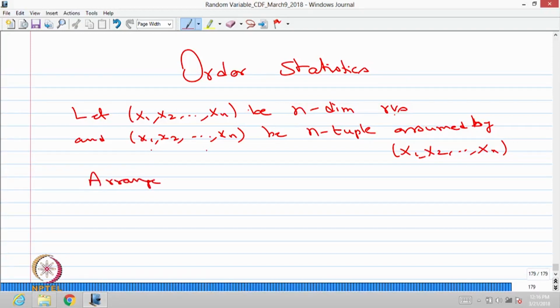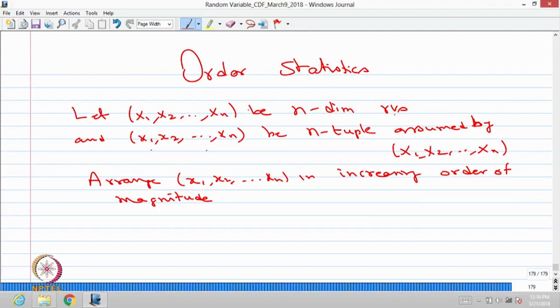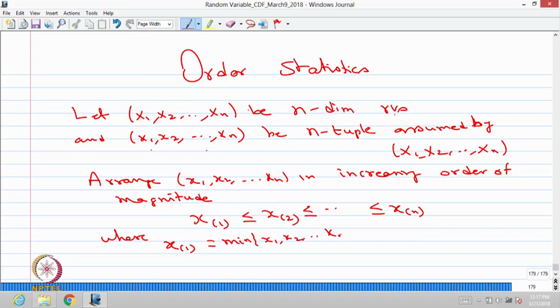Arrange these possible values in increasing order of magnitude, so that I can make it as x bracket 1, x bracket 2 and so on till x bracket n, where x bracket 1 is nothing but the minimum of these xi values.